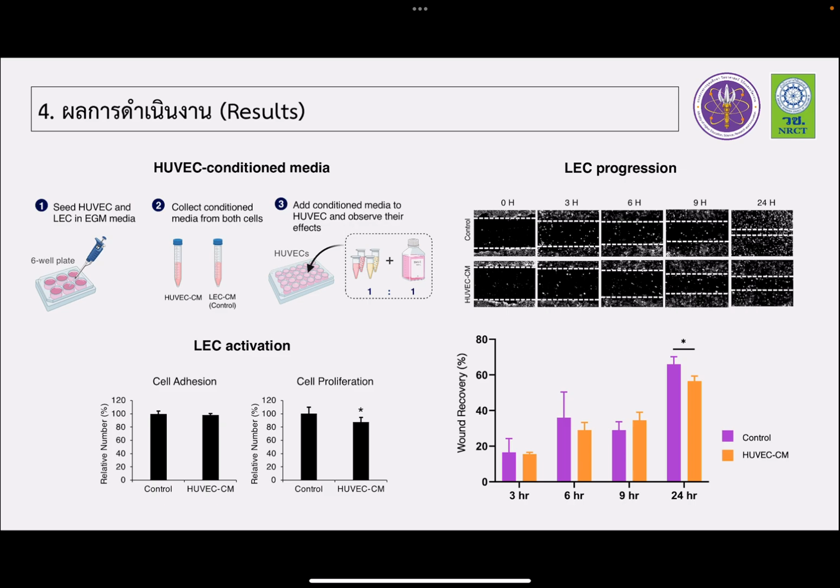So first we look at LEC activation, and we found that the conditioned media had no impact on cell adhesion, but it significantly decreased the rate of cell proliferation. On a similar trend, we found that the conditioned media significantly decreased the rate of cell migration from the wound healing assay as well. And with these two sets of experiments, we found that the beginning stage of lymphangiogenesis seemed to be affected by the presence of HUVEC-derived factors.